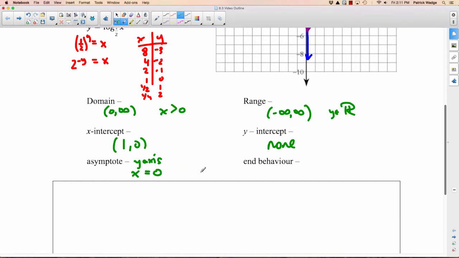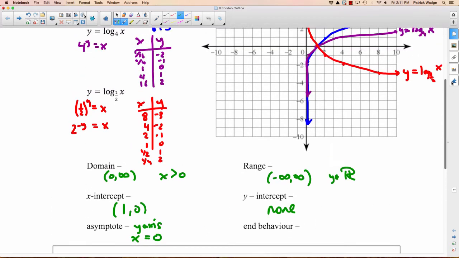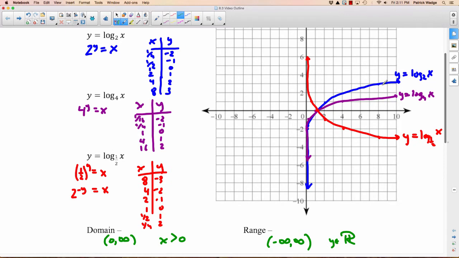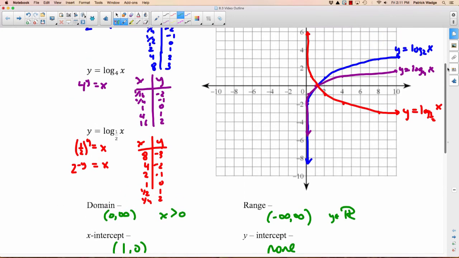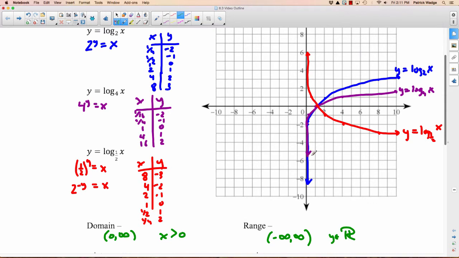And finally, the end behavior. All of them start and end in the same quadrants, from 1 to 4, or 4 to 1. So we'll just put 1 to 4. So the main difference is with the blue and the purple, you can see these are increasing functions. As you go to the right, they're getting bigger and bigger and bigger. Well, the red is a decreasing function. As you go to the right, it's getting lower and lower and lower.